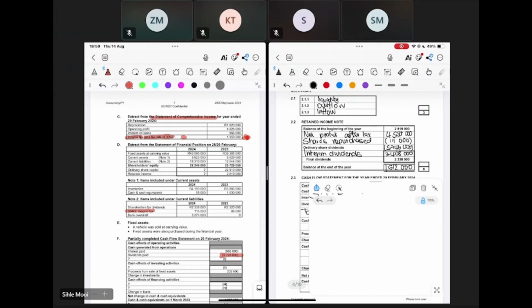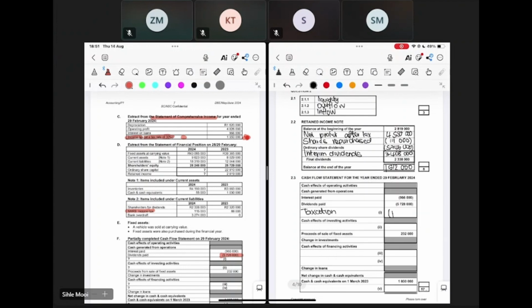So what we are going to do there is start with the opening balance, which is 86,000. Take 86,000 plus the 1,950,000, and we subtract the 115,000, which is our balance at the end of the year. That will give us our taxation paid. So 86,000 plus 1,950,000 minus 115,000 will give you 1,921,000. And it's an outflow because it's taxation paid. Any questions?